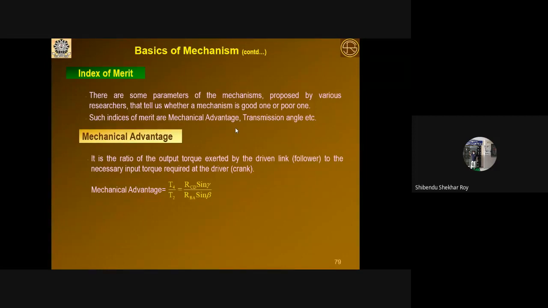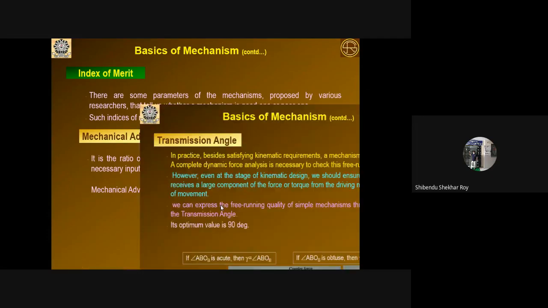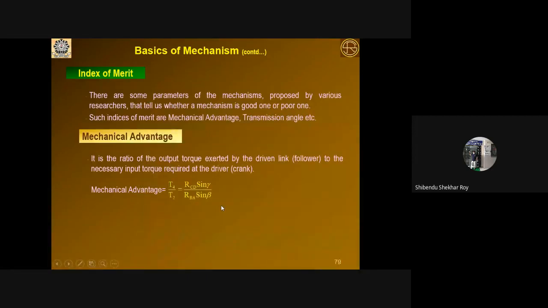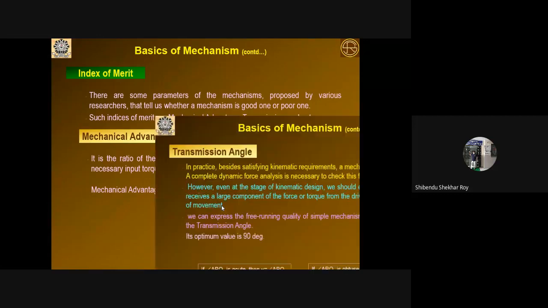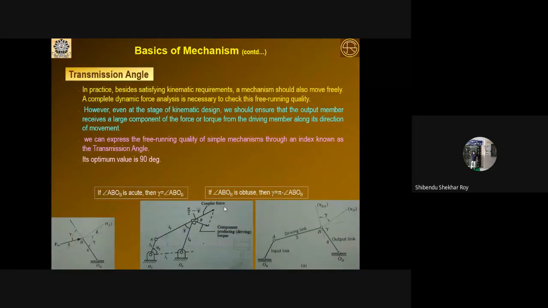But at the very beginning of your design, it's very difficult to calculate the mass property or inertia property so that you can calculate the torque. If you can calculate that, you can easily find out the mechanical advantage and tell which mechanism is the good one. But at the very initial stage of the design of a mechanism, finding out mechanical advantage is not possible. So that is why kinematicians proposed some other indices, which are based on the kinematics and will also reflect some characteristics of a good mechanism. Such an index is the transmission angle.